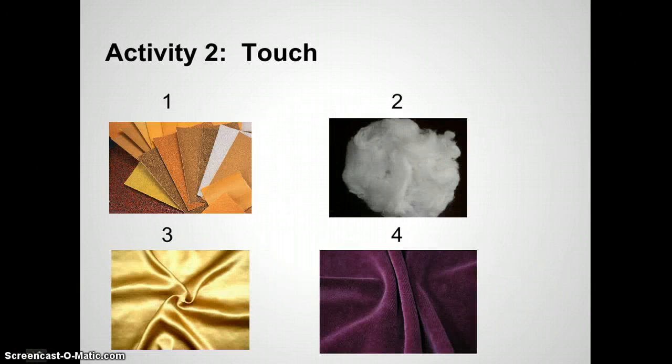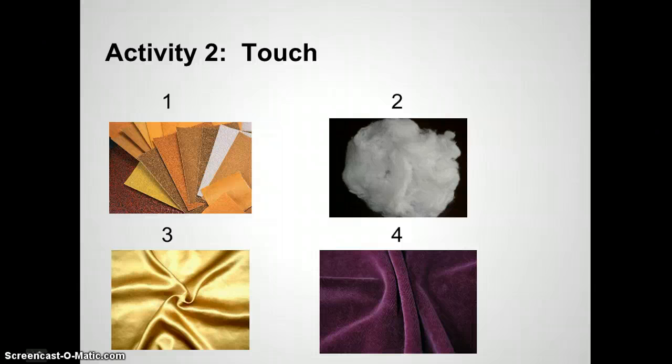For the next activity, we would be doing the sense of touch. Now for this one, you can use blindfolds. However, some students can get a little bit scared and frightened by covering their eyes. What you can do is put the fabric in a box and have them put their hands in the box while looking away. Again, they're going to touch each fabric and they describe to you what it feels like.